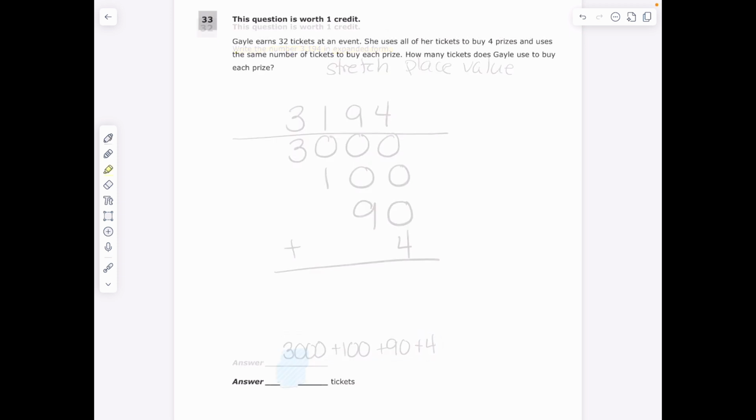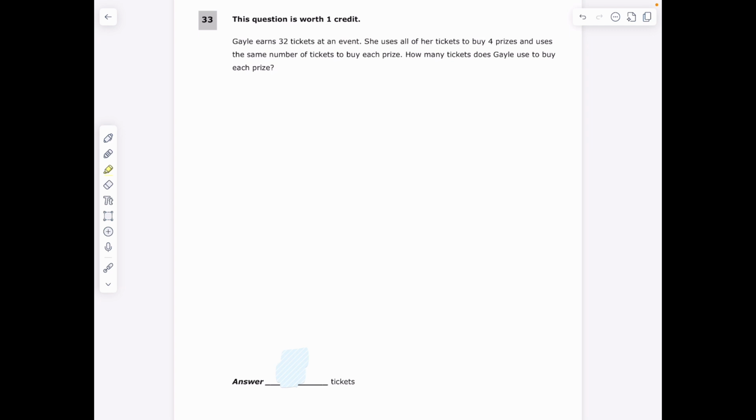Here's our third 1-point problem. Gail earns 32 tickets to an event, she uses all of her tickets to buy 4 prizes and the same number of tickets to buy each prize. How many tickets does Gail use to buy each prize? Well, she uses 8 tickets for every single prize. So if you had 8, awesome, give yourself a point. If you had anything else but 8, then you give yourself 0 points.